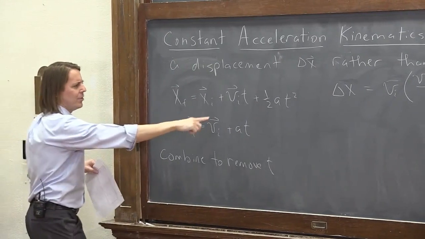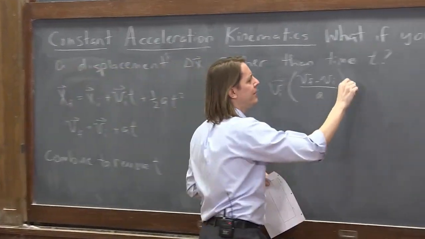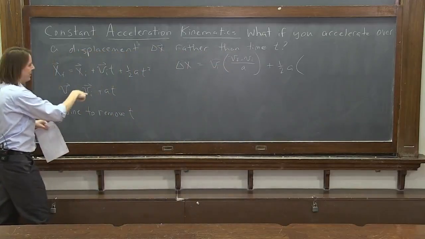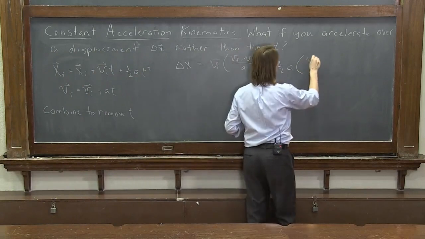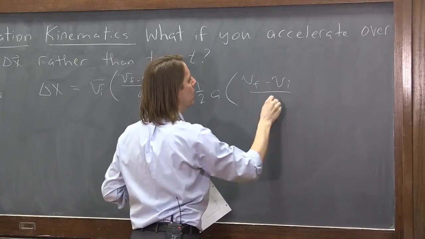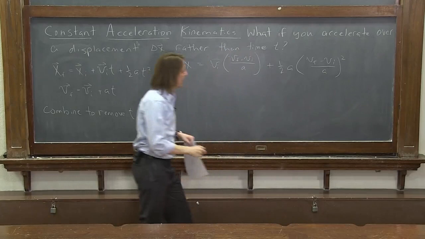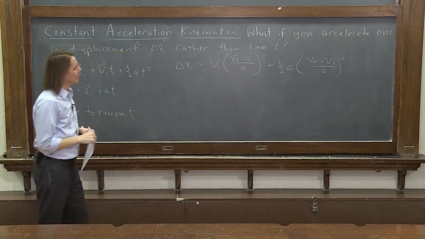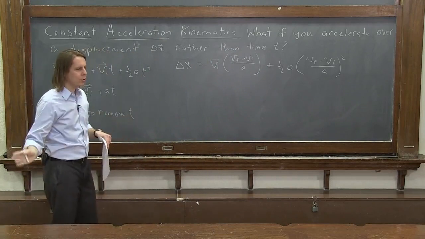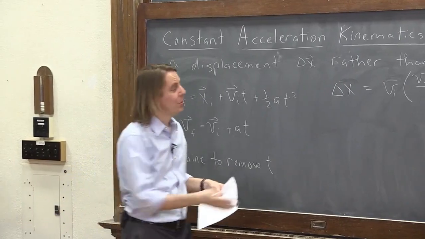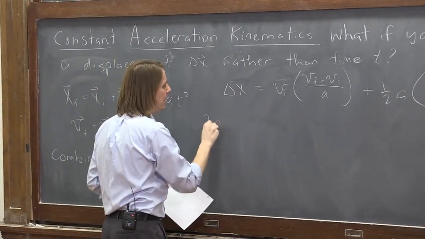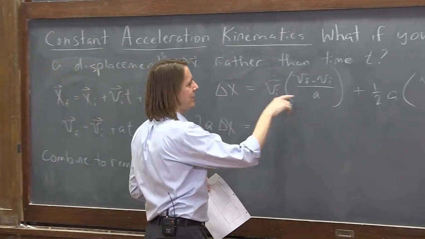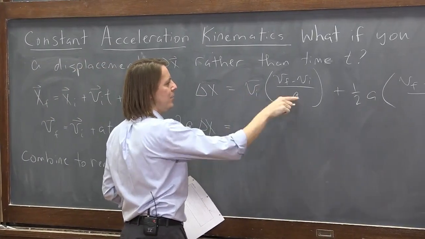And let's see, so that solves that t, and then plus 1/2 a. And now we need that same t squared, (vf minus vi) over a, squared. All right, very nice. So what we're going to do is multiply through the whole equation by 2a. Why not? One reason is I know what I'm heading for here. 2a delta x is part of the thing we're looking for, but that'll also cancel some nice stuff out here. So a 2a here, the a will cancel that a.